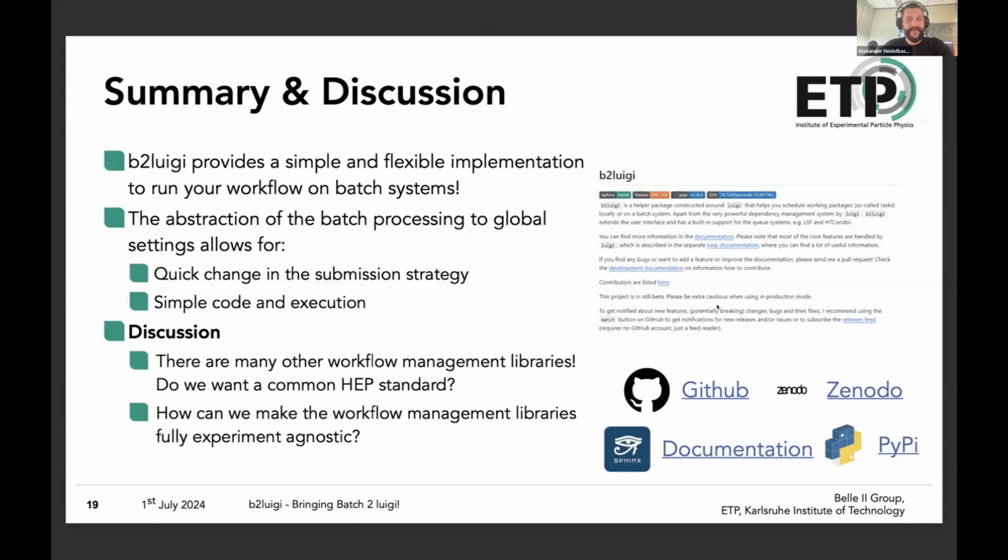And I want to finish with a few questions for discussion. There are a lot of different workflow management systems. I want to ask if we maybe want a common standard that we use in high-energy physics. Not everyone uses Airflow or Spark; maybe the CMS experiment now uses Law, which is very similar to b2luigi, but maybe we can somewhat agree on a common standard. And also, a very general question is whether we can make the packages that we write fully experiment agnostic, which of course is connected to the first question. Yes, thank you for your attention.